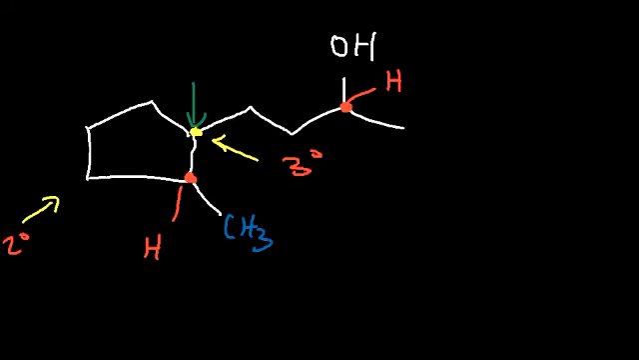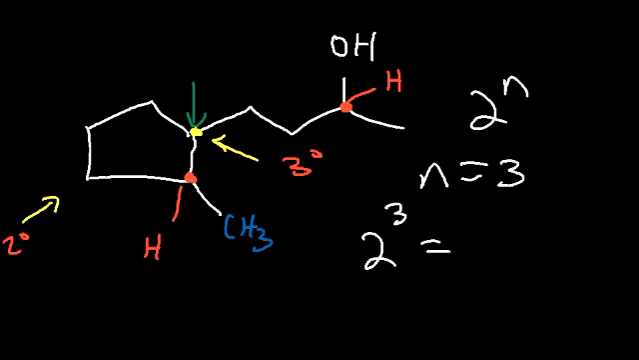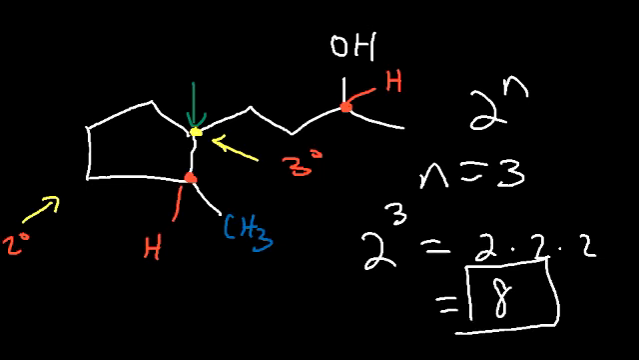Now, how many stereo centers, or rather, how many stereoisomers can we have in this molecule? What is the maximum number of stereoisomers? The maximum number is 2 to the n. And since we have 3 chiral centers, it's going to be 2 to the 3rd power, which is 2 times 2 times 2, 3 times. So we can have up to 8 potential stereoisomers.